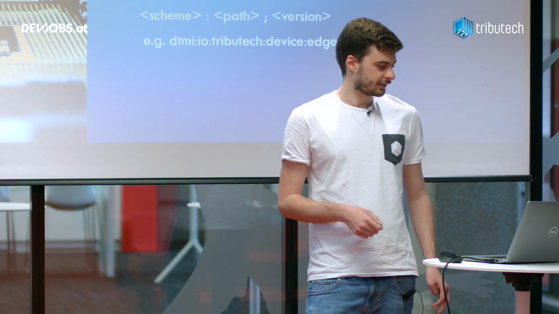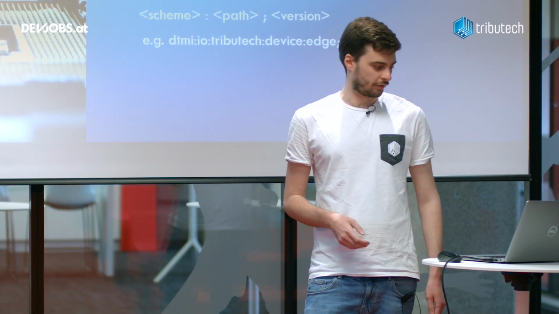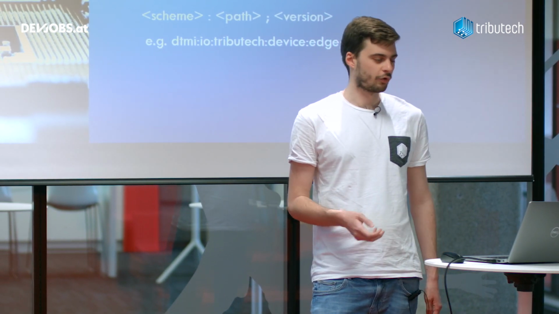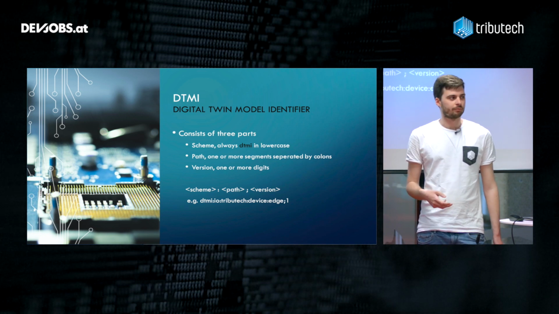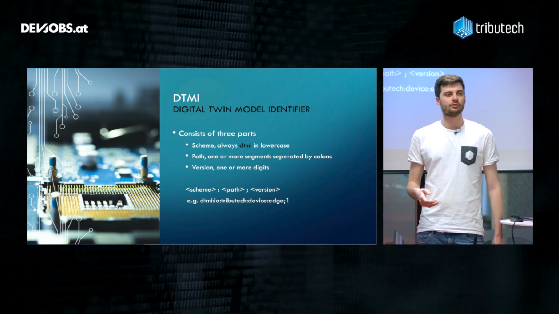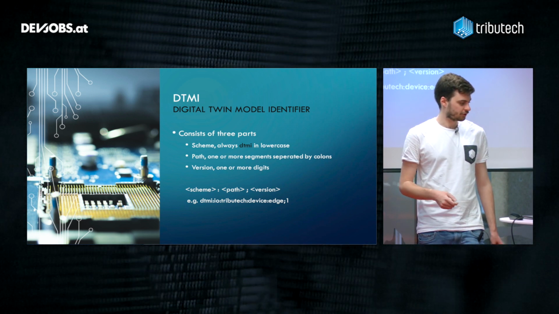And then in this example we have a device, and the device is of the type edge in our case. So that's basically the path, and then you have a versioning number. Because every time when you model something, you want to have the possibility to have multiple versions of the whole thing. And for this you have this version number here.